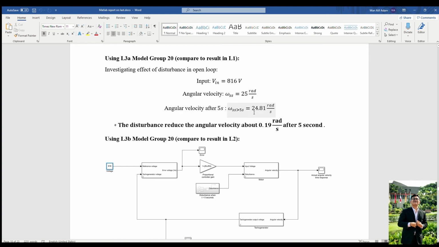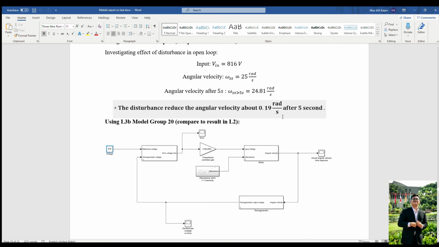And then we can see that the angular velocity after 5 seconds that we obtain is 24.81 radian per second. So this means that the disturbance reduced the angular velocity by 0.19 radian per second after t is equal to 5 seconds.